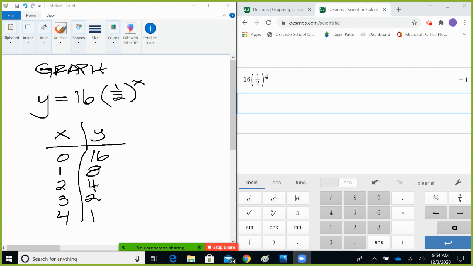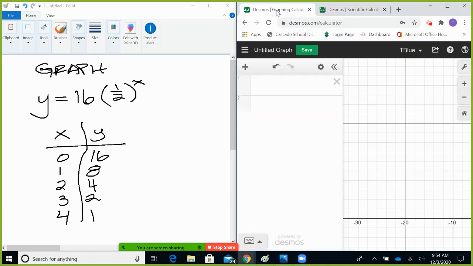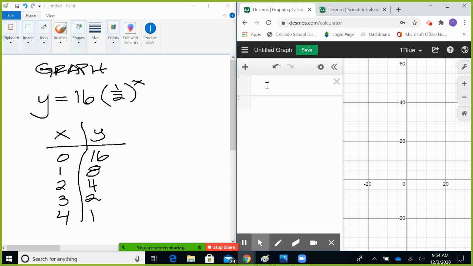Now, if you want to graph it on your graph paper and hand it in, you could do that. You're welcome to hand it in. If you want to graph it on the Desmos calculator, here's what I want to see. I want you to go here, and I want you to do a table. I don't want you to plug in the equation. I want to see a table.